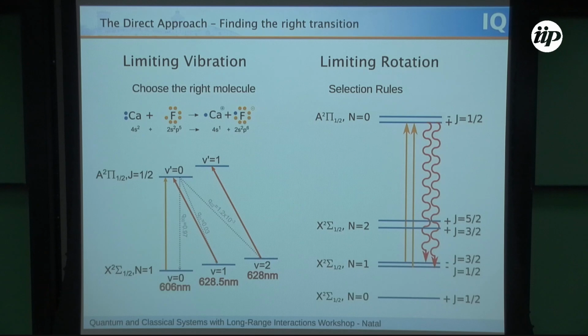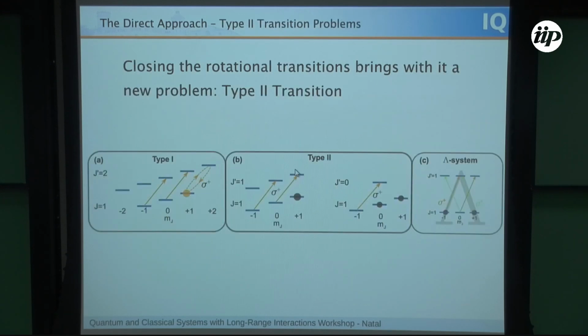There is, for the keen of you, of course, the n is equal to 3 state here, which has a negative parity, but it starts at j is equal to 5 halves, and that's forbidden because of the selection rule of j is equal to plus or minus 1. Okay, so that's rotations out of the way. So in principle, everything is perfect now.